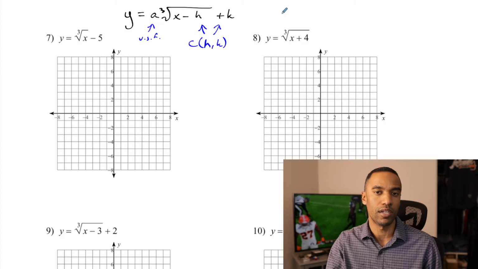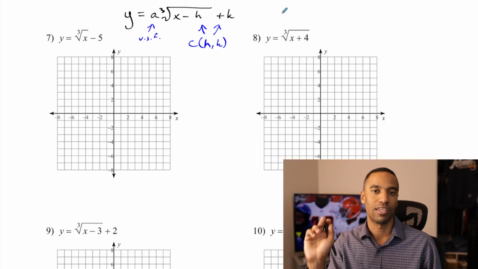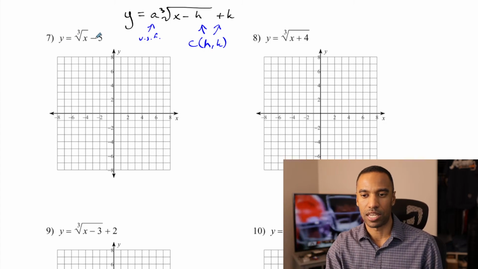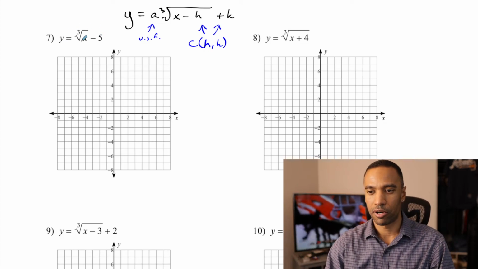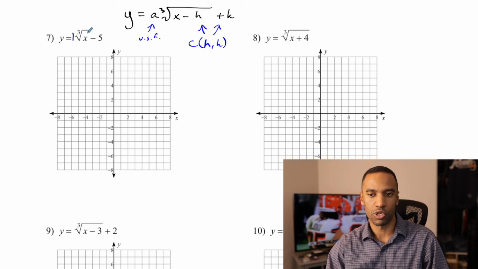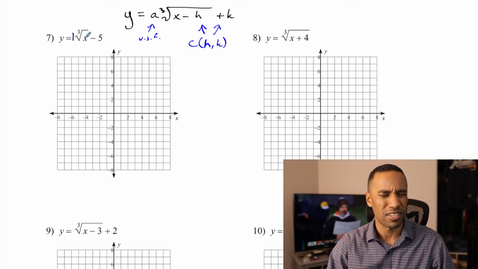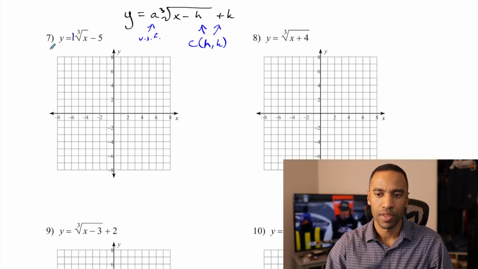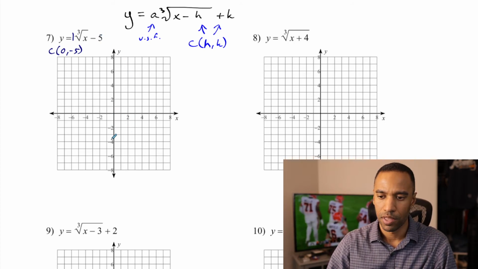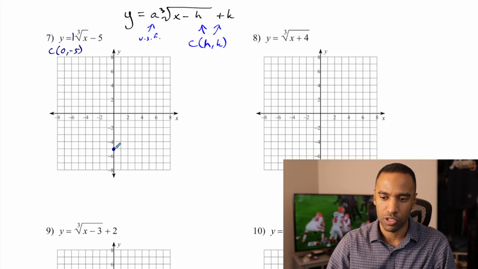The cube root of 1 is 1. The cube root of 8 is 2. 8 is a perfect cube. And then -1 and -8 we can take cube roots of as well. So number 7, we have a 1 in front of here. If you remember, this cube root of x would be x minus 0. Your h value is 0. Our center here is going to be at 0, -5. That's the k for the center.